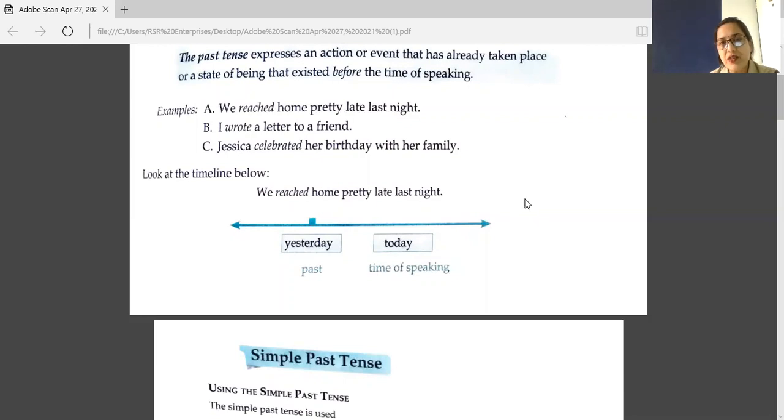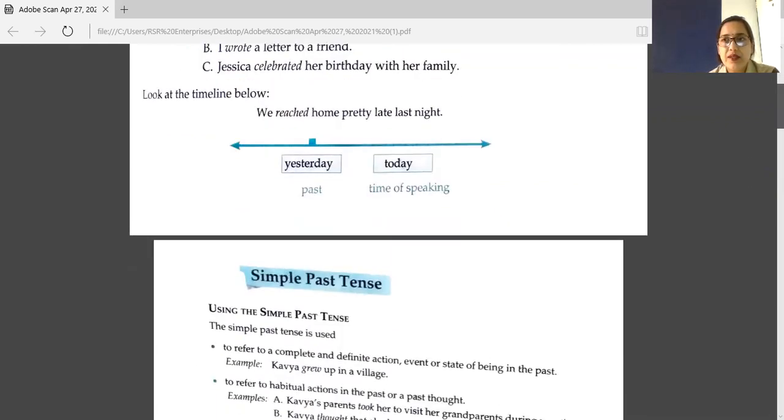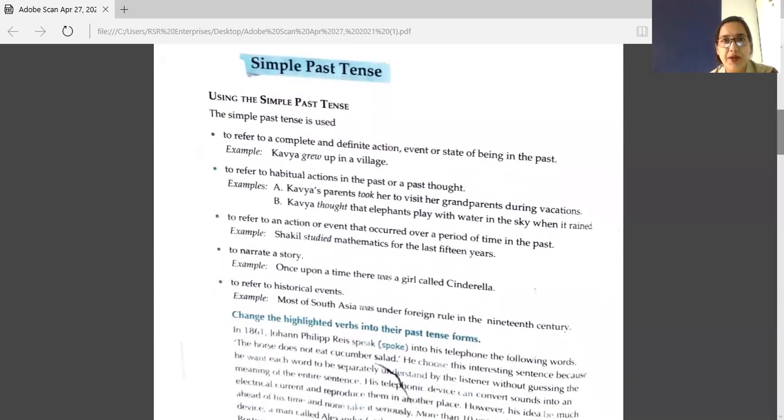Now, past tense also has four forms, as we have in present tense, same way in past tense. Simple past tense, past continuous tense, past perfect tense, and past perfect continuous tense. These are the four forms. Now, we'll start with the first form. This is simple past tense.